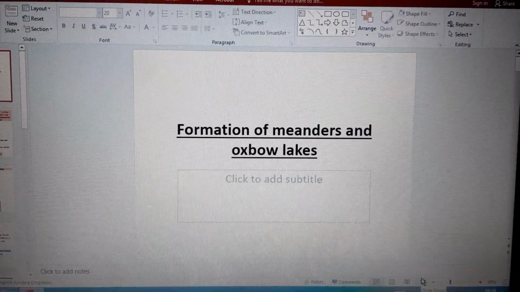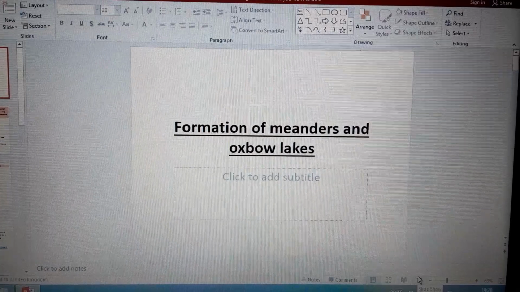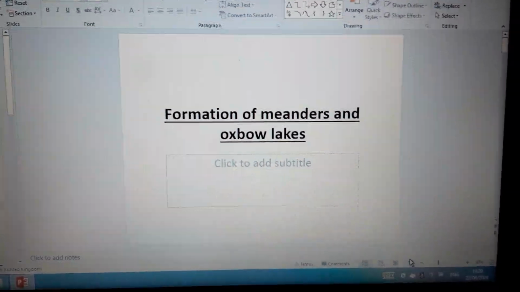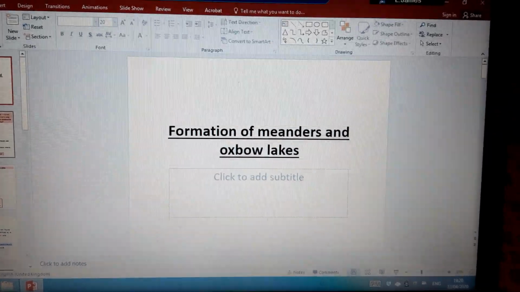Today we're moving on from waterfalls that we did earlier in the week to look at the formation of meanders and oxbow lakes. This is a classic bit of geography.